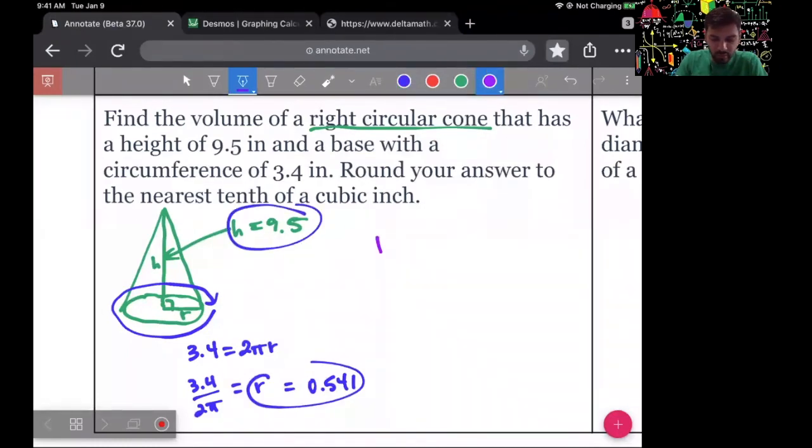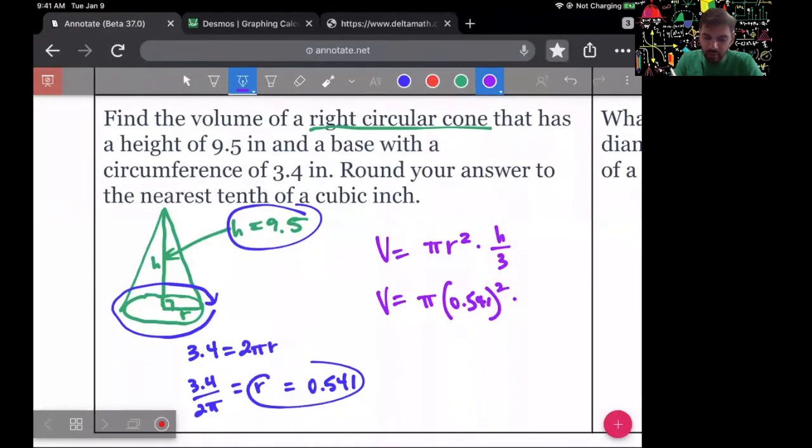Now we just need to use our formula here. Pi r squared times h over 3. And now we just replace the values of r and h, with the r being 0.541 and our h we said was 9.5, over 3. And once again, if you need to round to the nearest tenth, we would type all this into our calculator and we can get our answer and round to that first decimal place.